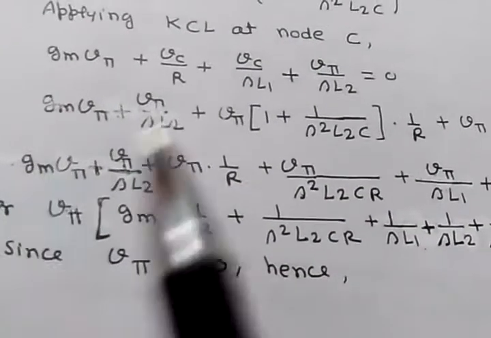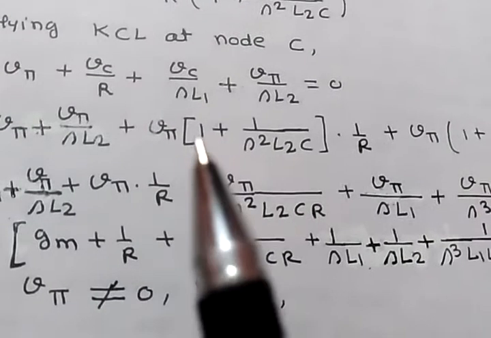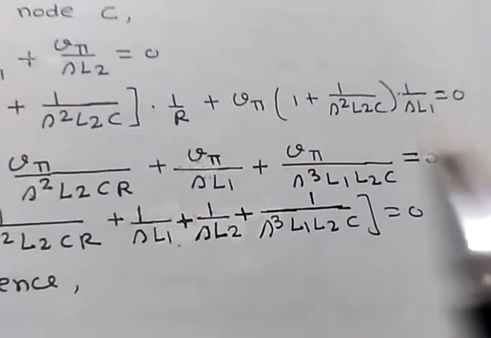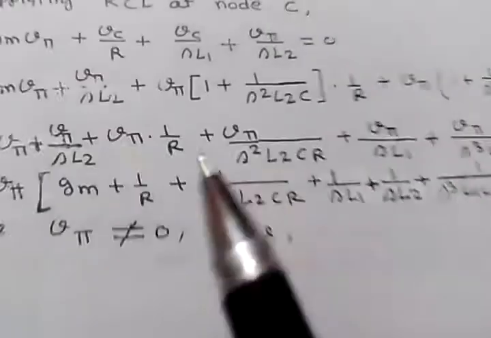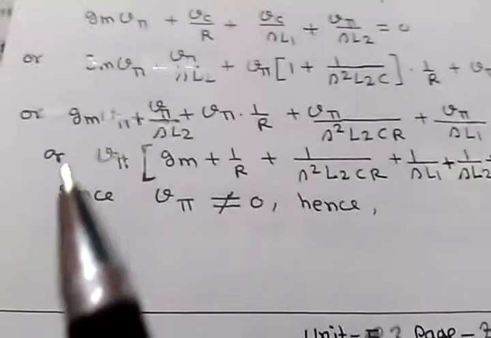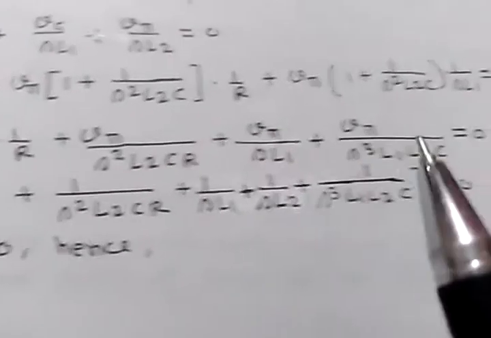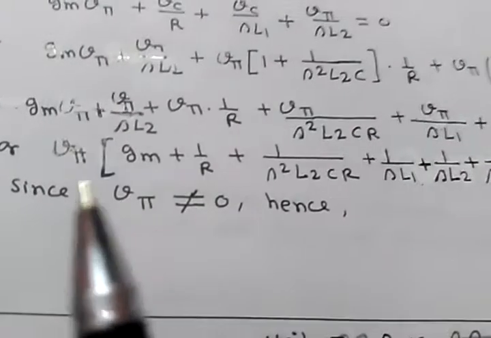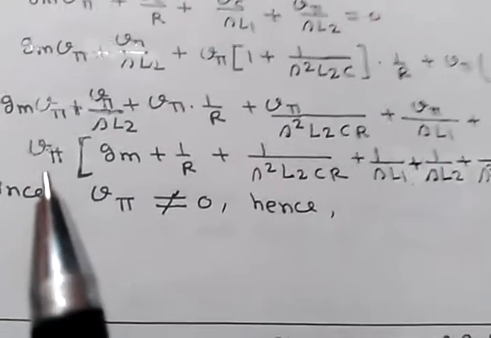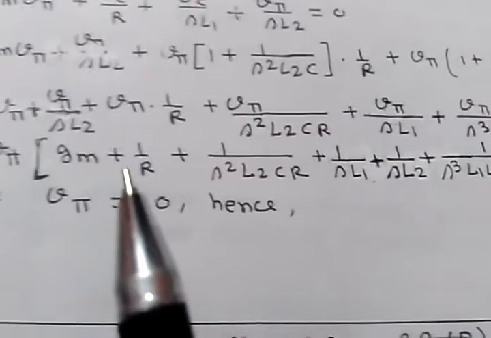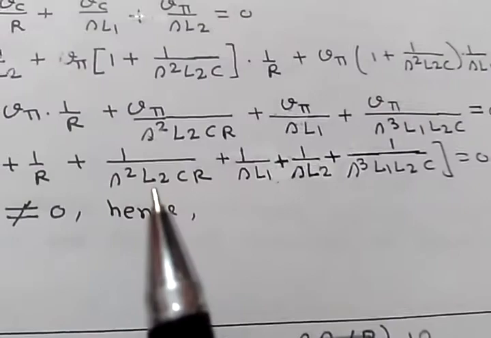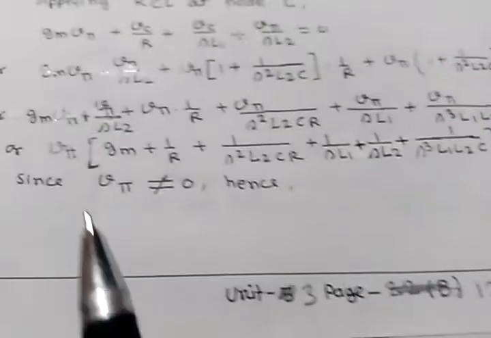Now multiply this, V pi into 1 upon R, then again V pi into 1 upon SL1. After simplification we will find that in each term of this expression there is a V pi. So take V pi common, and the first term will be V pi and the second term will be Gm plus 1 upon R plus 1 upon S square L2 CR, like this.